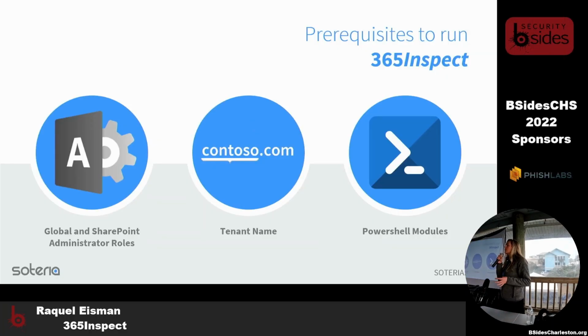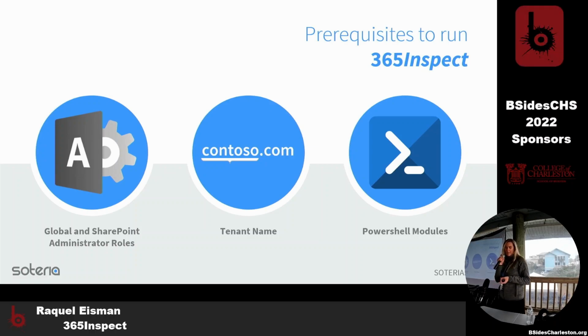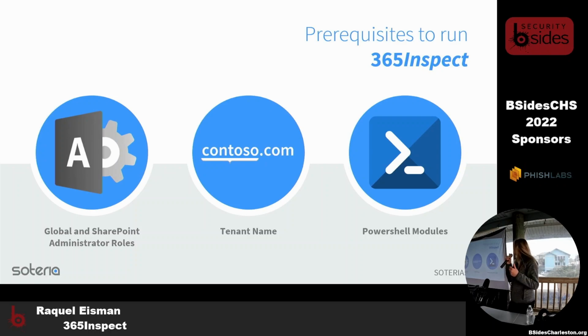So before running the tool, you'll need 3 key items. The first is an account enabled with the global and SharePoint administrator roles. This is due to the permissions that you'll need to query the tenant. Next, you'll need the tenant or organizational name. And lastly, you'll need to install a couple of PowerShell modules. And these modules ensure that you can connect to the Microsoft services.